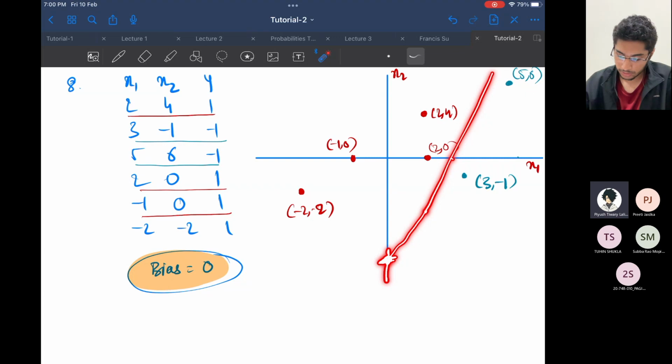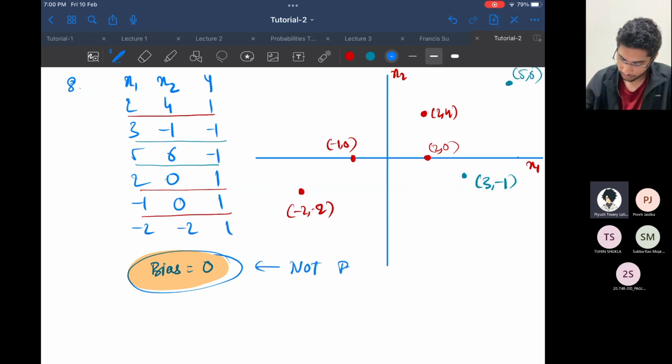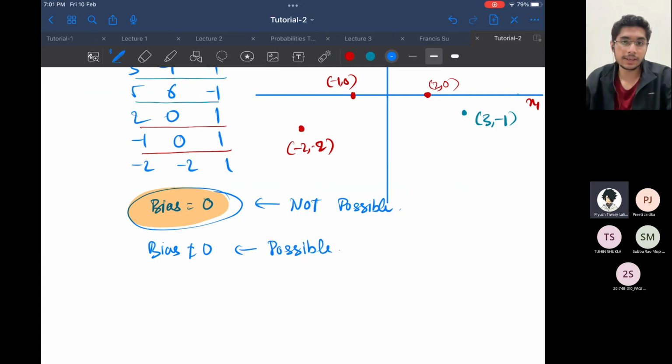So it is a non-zero bias. Whatever hyperplane you draw here will have a non-zero bias. However, in our case, it is given that the bias is zero. Hence, with a zero bias, it is not possible. If the bias had not been zero, then it would have been possible. So with the current constraint, you cannot classify every label correctly. So these are minute details that you need to keep in mind while you are solving these things.